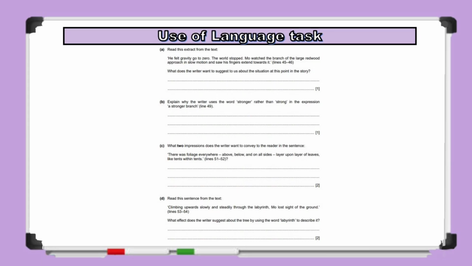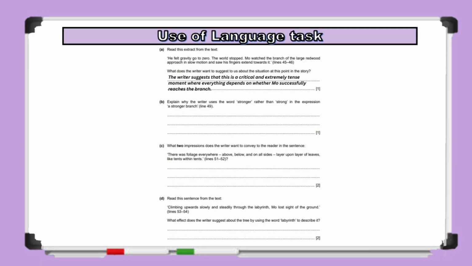The answer is, the writer suggests that this is a critical and extremely tense moment where everything depends on whether Mo successfully reaches the branch. Now let's move to question 2 part B.